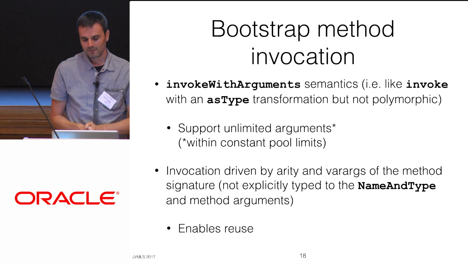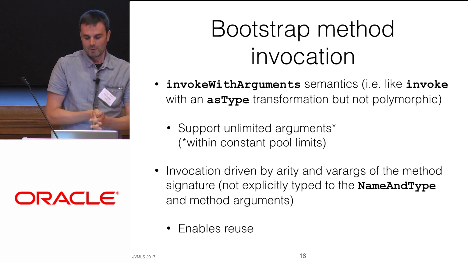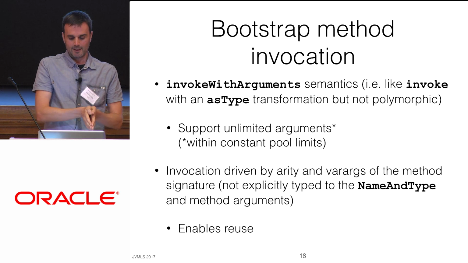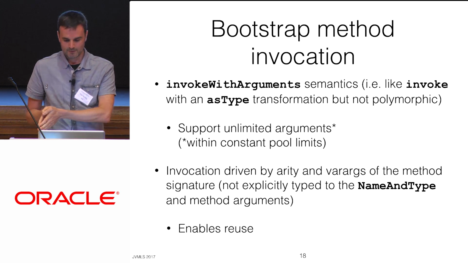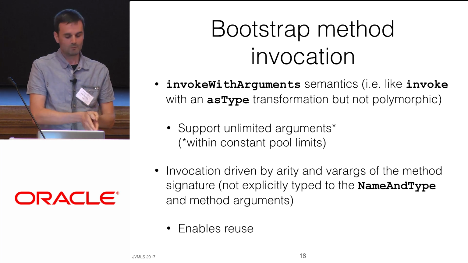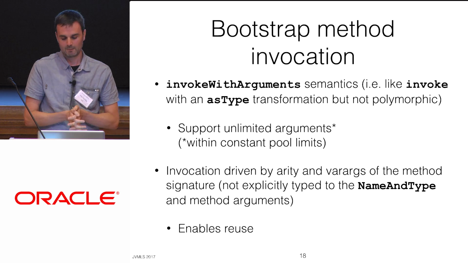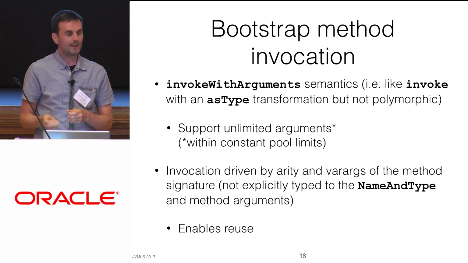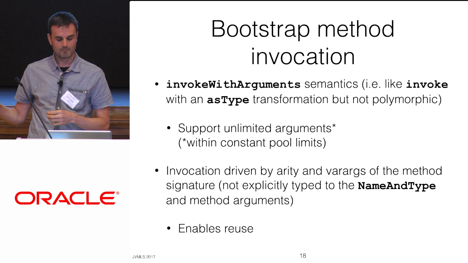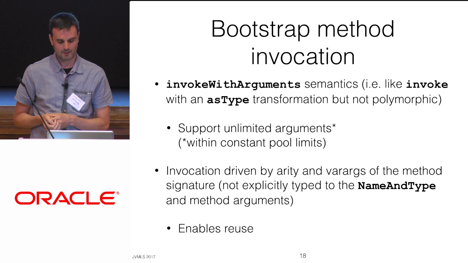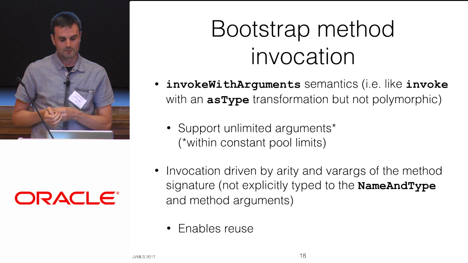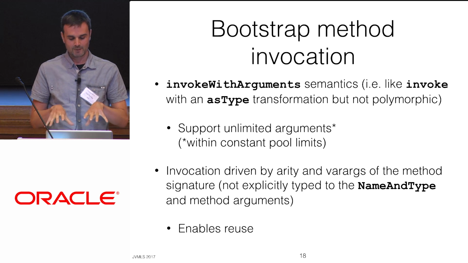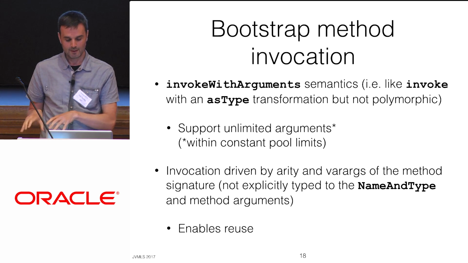So what about Bootstrap method invocation? We've improved this, so it's essentially equivalent to invoke with argument semantics, which is like invoke with an asType, but with no polymorphic transformation here. Essentially it allows us to support an unlimited set of arguments within constant pool limits. Bootstrap method invocation is driven by arity and var args only, really.